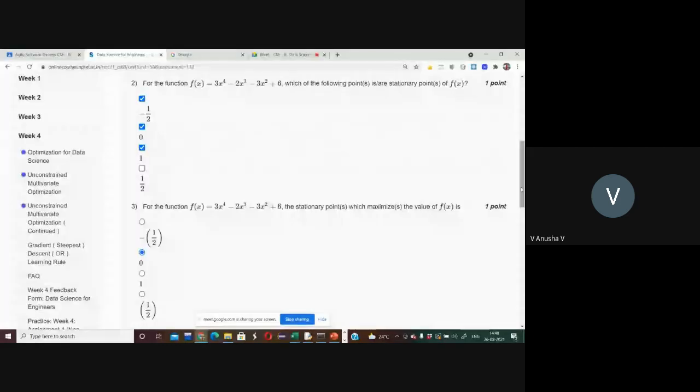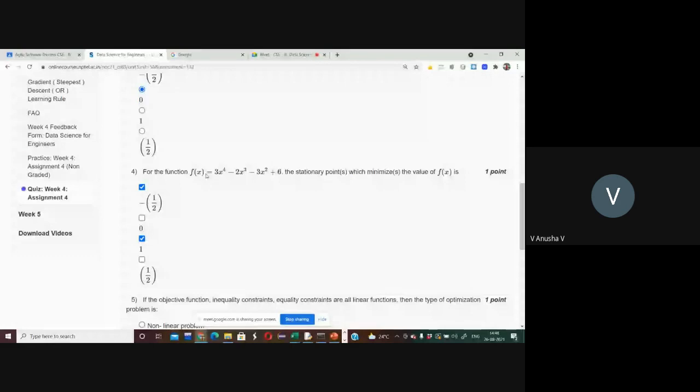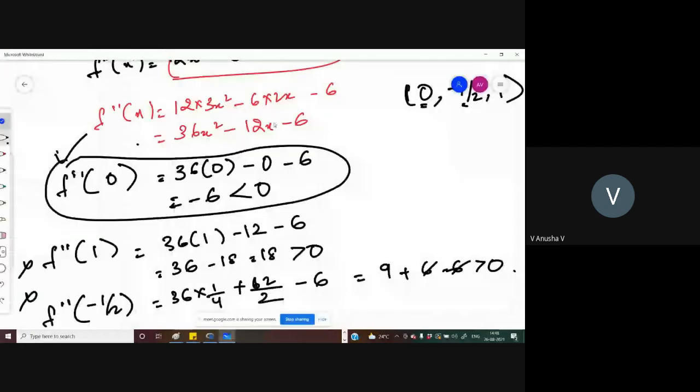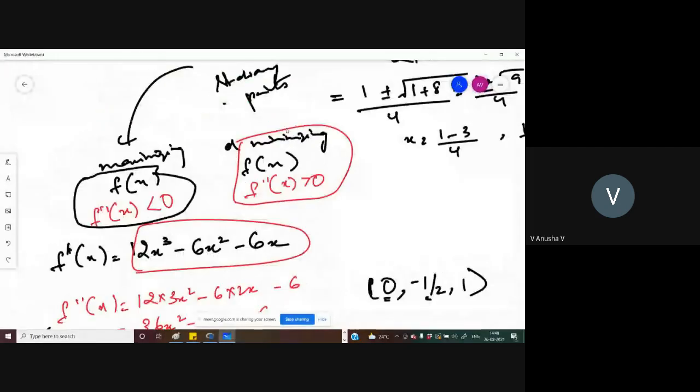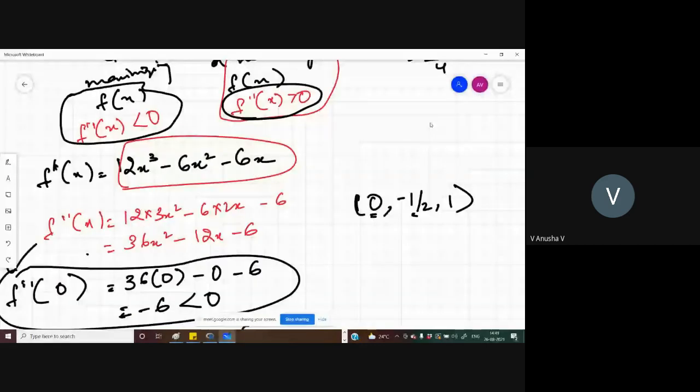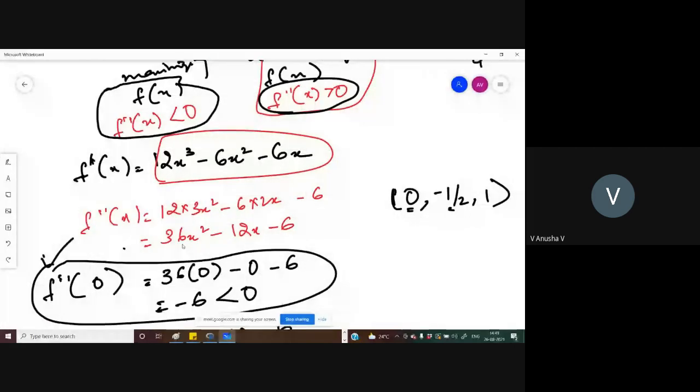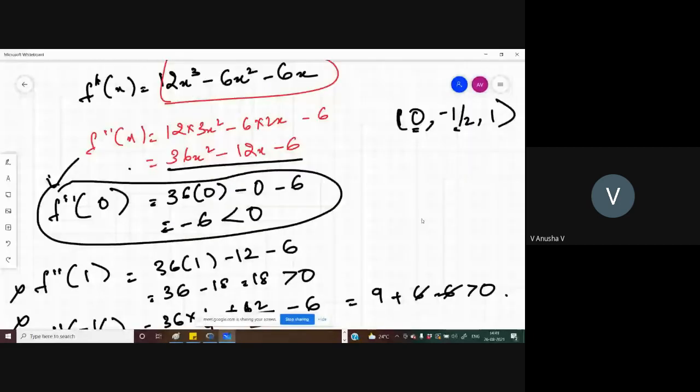So next they are saying, for the function f of x equals 3x power 4 minus 2x cube minus 3x squared plus 6, the stationary points which minimize the value of f of x is. So we need to find what is the necessary condition for this. The necessary condition for finding the minimum of f of x will be f double dash of x is greater than 0. This will be your necessary condition. Okay. So we already substituted the values of stationary points in the second derivative, right?